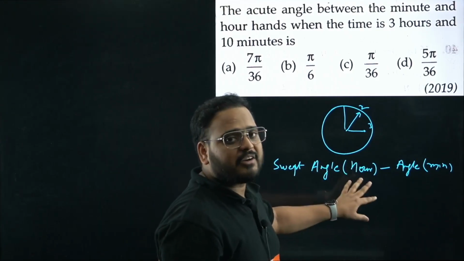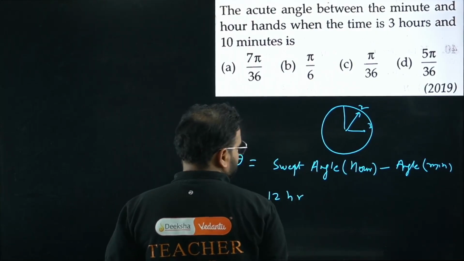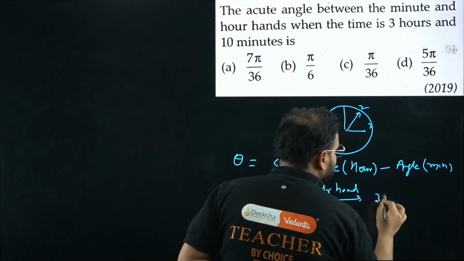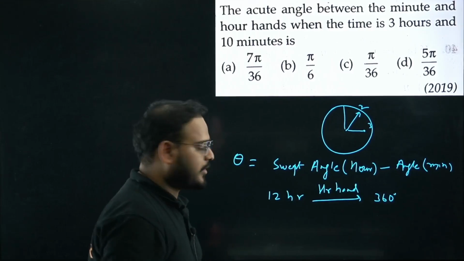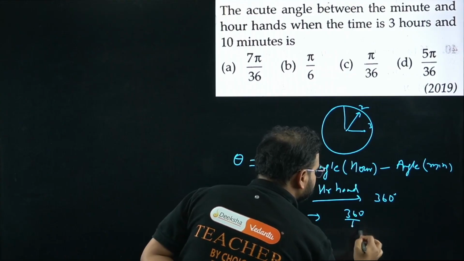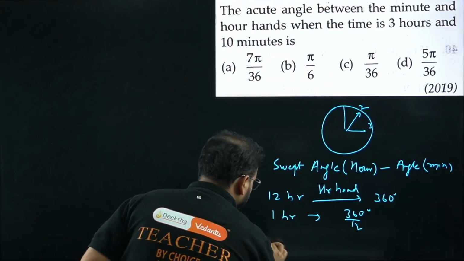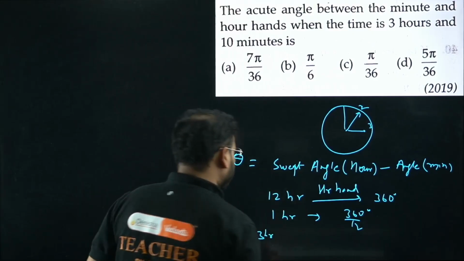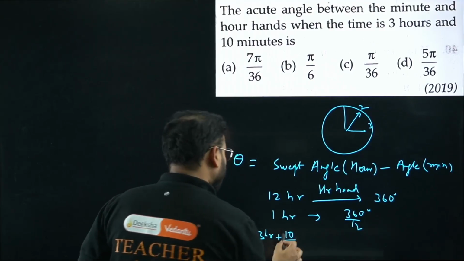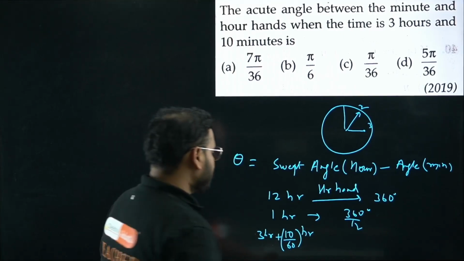How much angle does the hour hand sweep in 3 hours 10 minutes? That's the question. In 12 hours the hour hand goes through an angle of 360 degrees. So in 1 hour, you'll have 360 by 12 degrees. Yes or no? Now we are looking for 3 hours 10 minutes. I can write 10 minutes in terms of hours, so 3 plus 10 by 60. This will also be in hours, because we have converted minutes into hours.